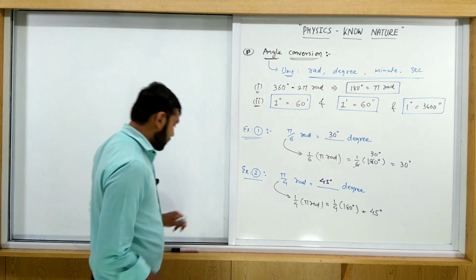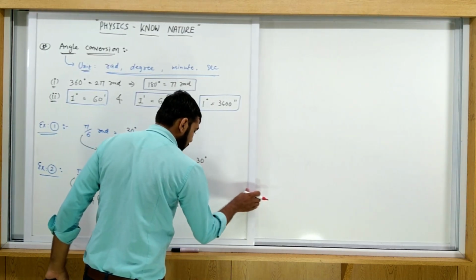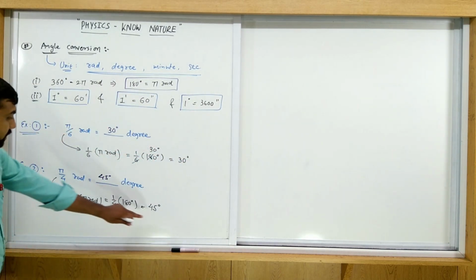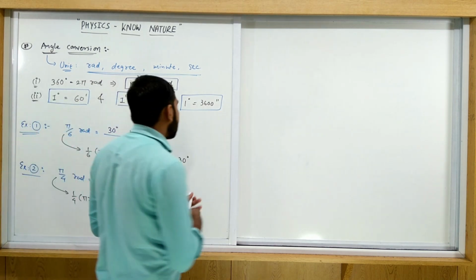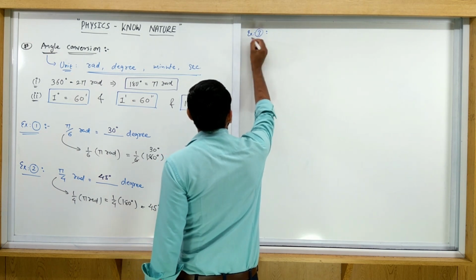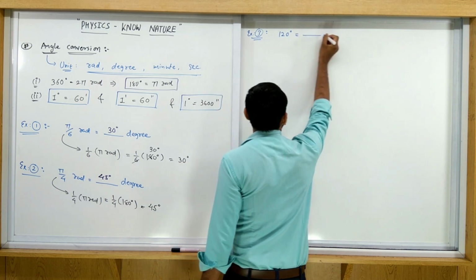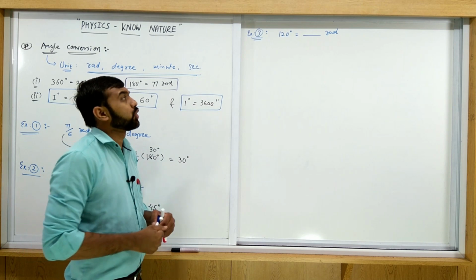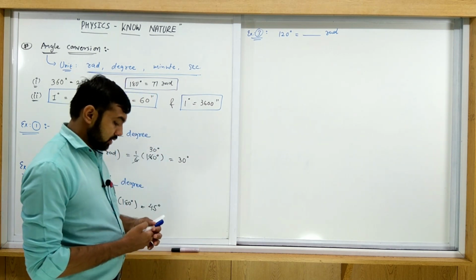Let's solve some more examples. Here this was radian to degree. Now let's solve some examples of degree to radian. Example number 3. Suppose 120 degree is equal to blank radian. You have to solve this example. How do we solve it?